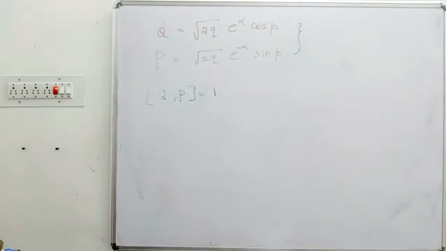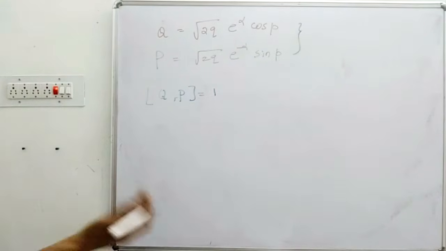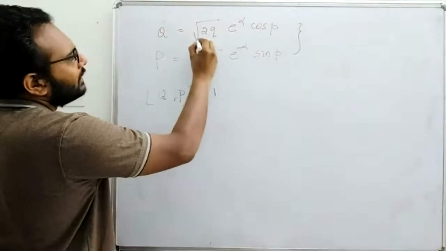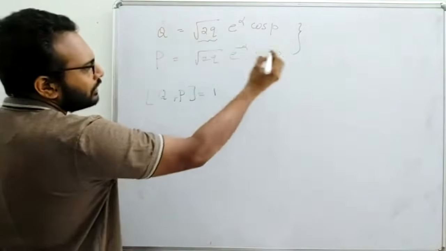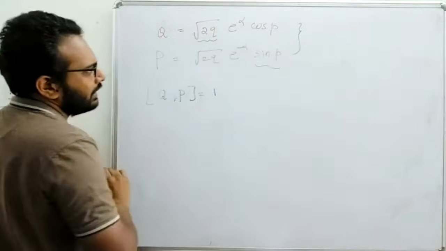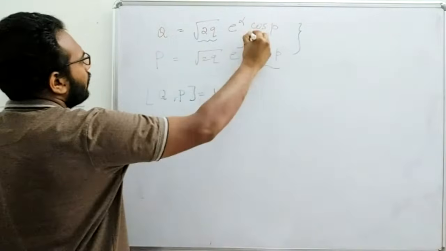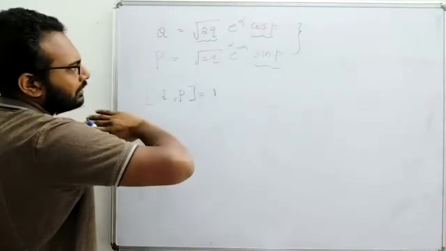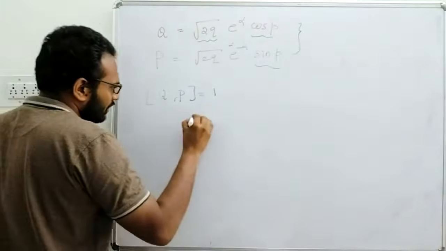Which is the easiest way to do it? Maybe we can first combine the terms and then use the derivative technique. If you take Q with P, you see that the square root of 2Q has a non-zero bracket with only sin P. Similarly, cos P has a non-zero bracket with square root of 2Q. Alpha is a constant, we can pull it outside. So we'll simplify immediately.